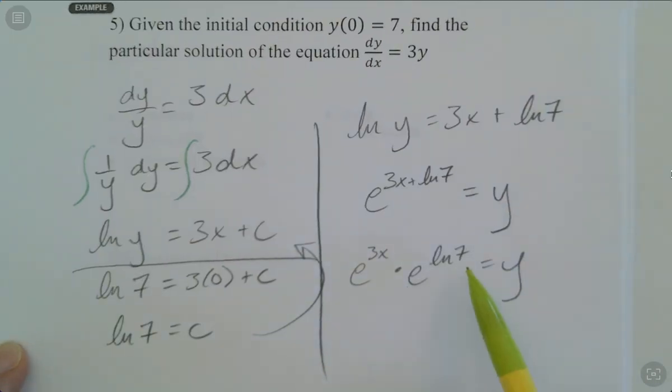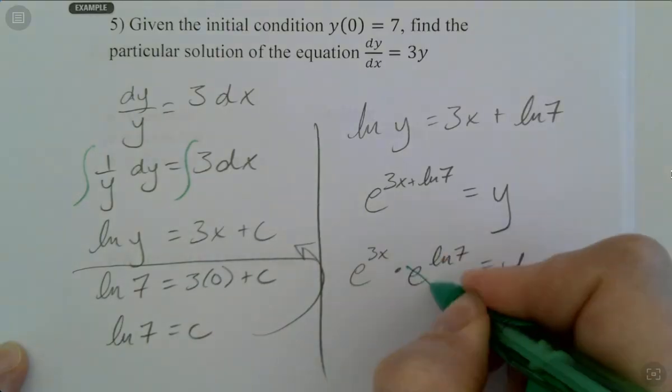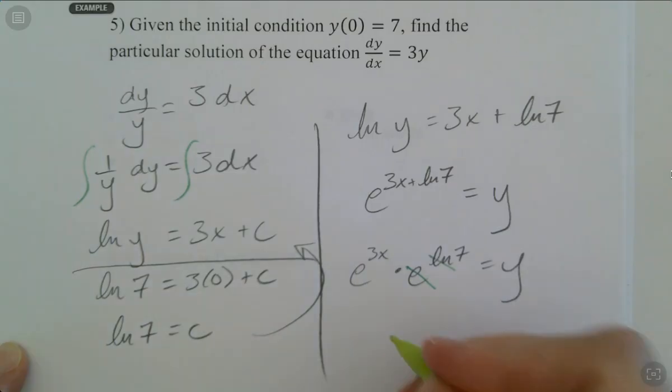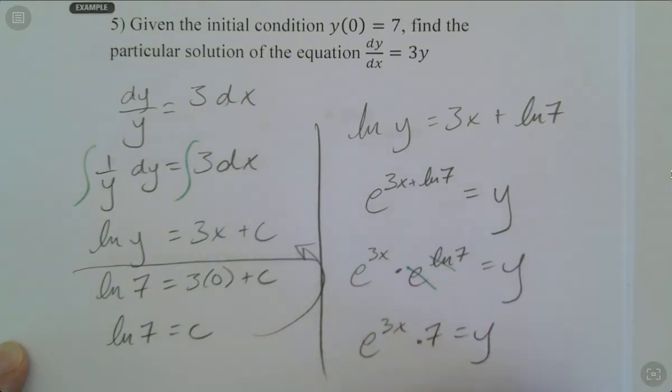e to the ln of 7, what's that? 7. So you really have e to the 3x times 7 equals y, or 7e to the 3x is equal to y.